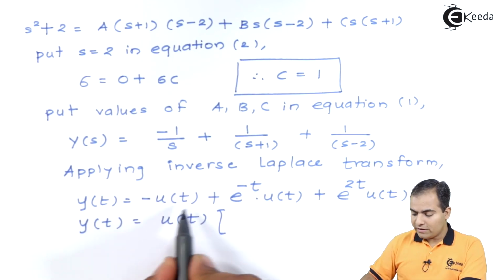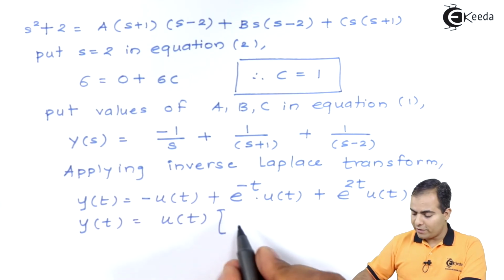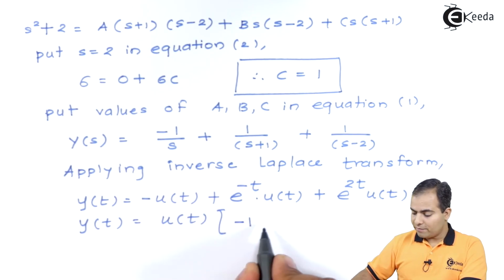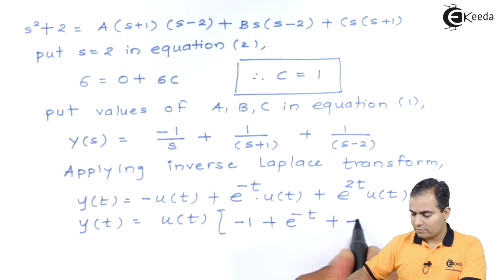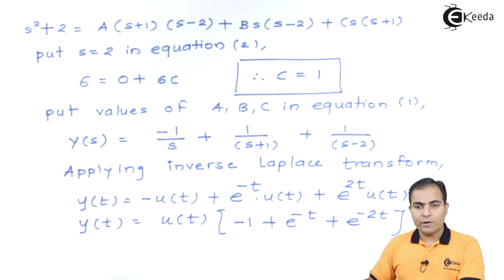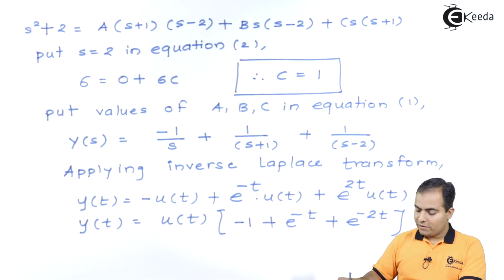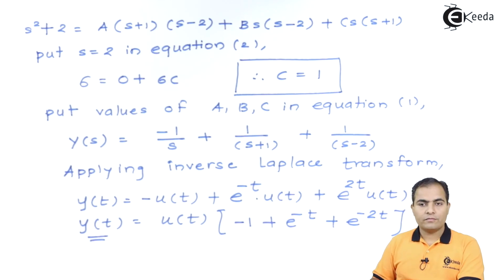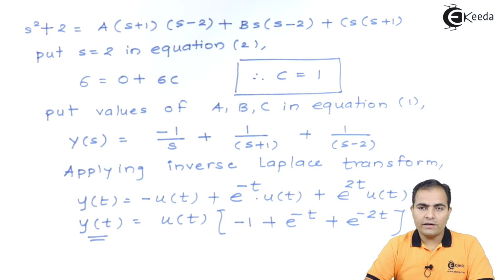So the first part will be replaced by minus 1, in the second part we have e to the power minus t, and in the third part only e to the power minus 2t is left, and this is our solution. So this is how we are going to calculate the output response.